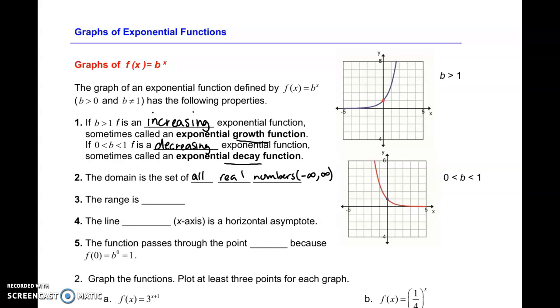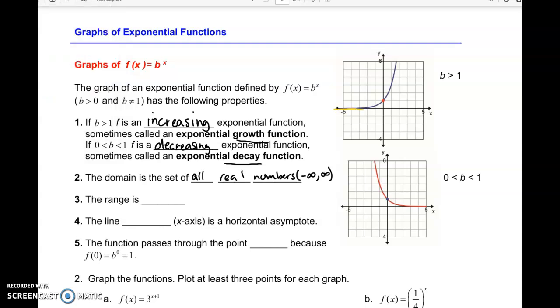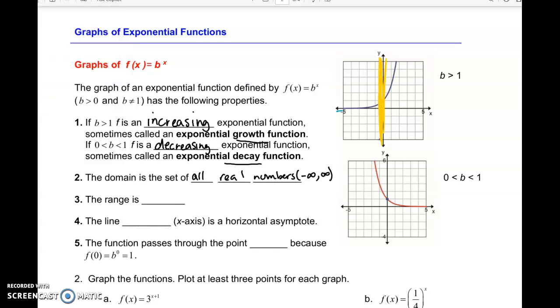For the range, this time I look for the y values. And when I look at the y values here, I don't see anything past. So you're going to look at the y-axis. I don't see anything that goes past the 0. I don't see anything that goes below 0. So the lowest y value approaches 0.